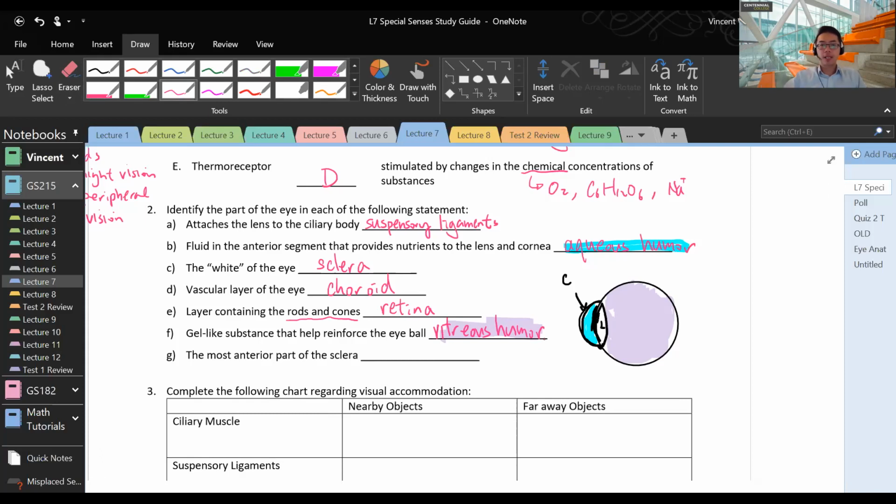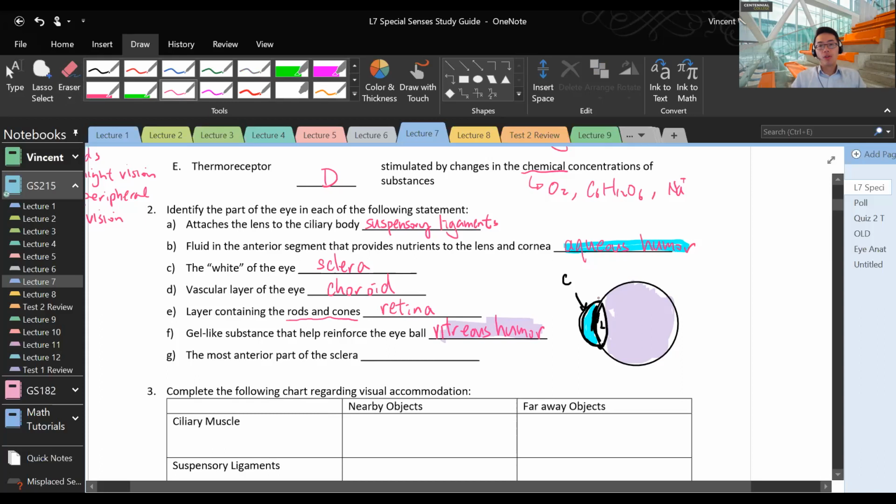Now we don't want the pressure to be too high in the vitreous humor, because at the back here, right, we're going to have the optic nerve, and if there is too much pressure in the vitreous humor, it's going to be pressing on the optic nerve and damage it. What condition does that lead to? Anybody remember from the lecture?